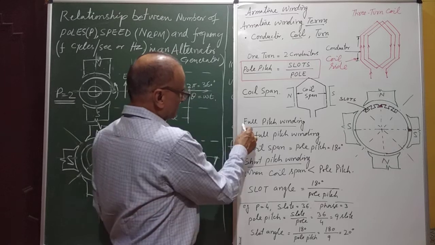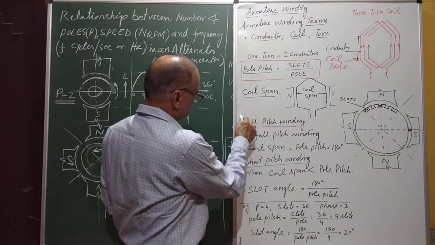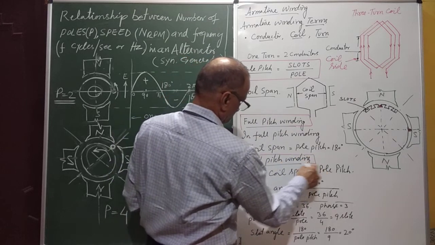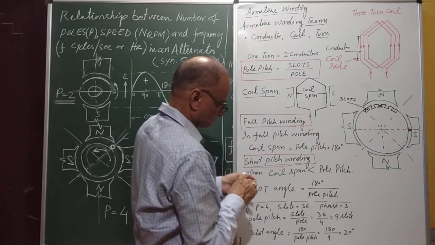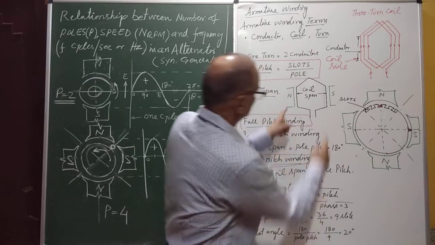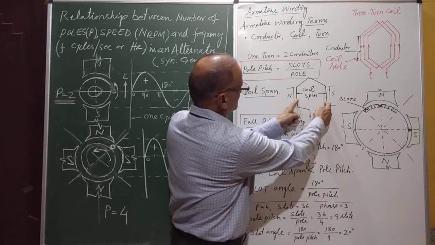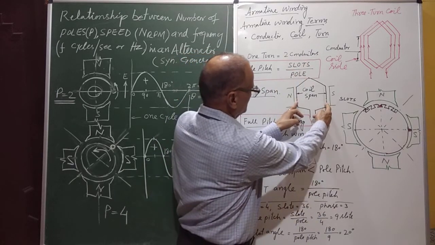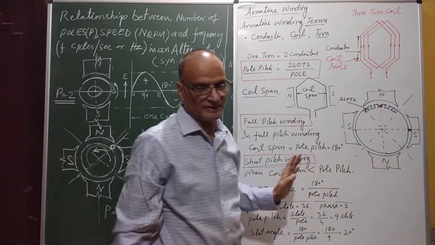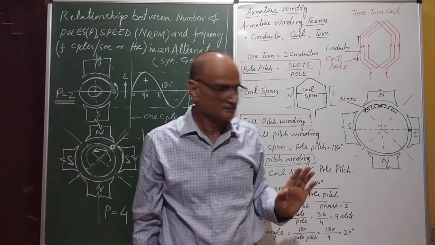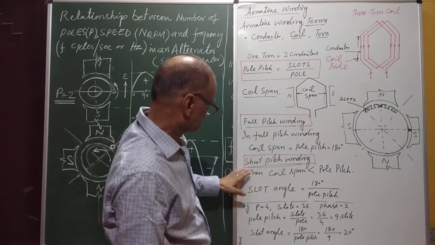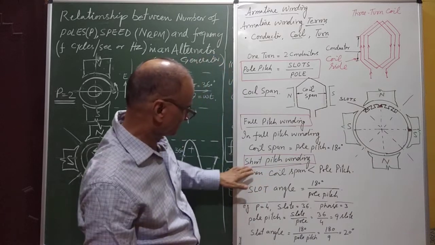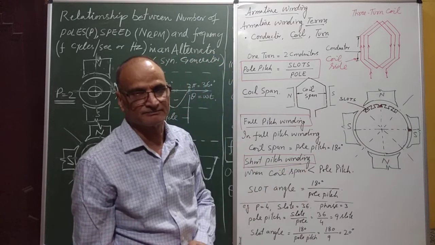And there are two types of winding: full pitch winding and short pitch winding. When the coil span is equal to pole pitch, the winding is said to be full pitch winding. And if the coil span is less than the pole pitch, it is called short pitch winding.